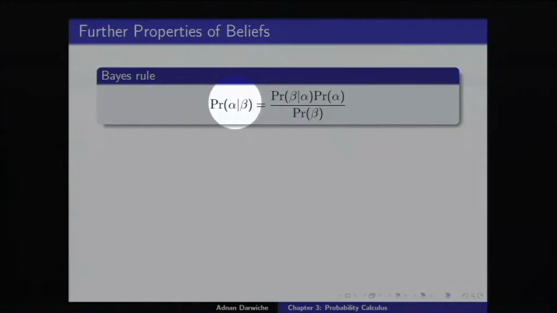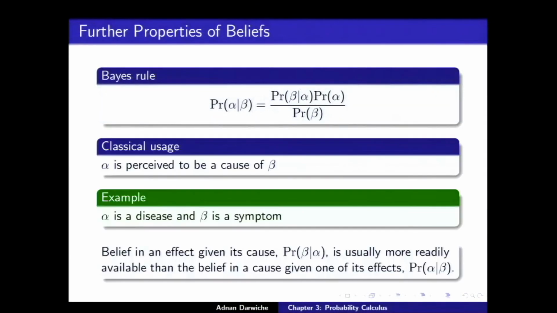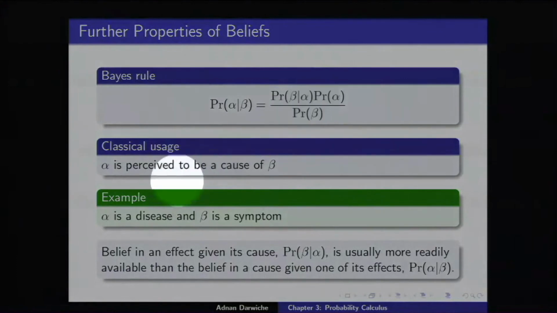You want to look at this versus that. What it did is it allowed you to write alpha given beta in terms of beta given alpha. This is really significant. And the idea is sometimes one of them could be easier to obtain than the other. In fact, if you look at alpha being a cause of beta, so alpha is the cause, beta is the effect, in that case this quantity would be, what is the probability of the effect given the cause?